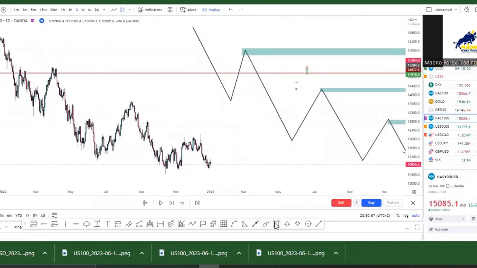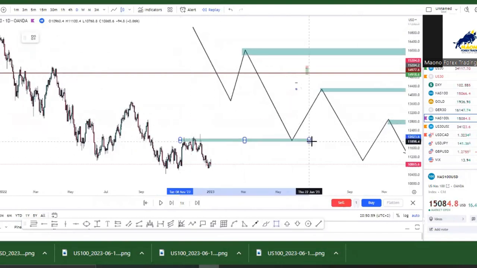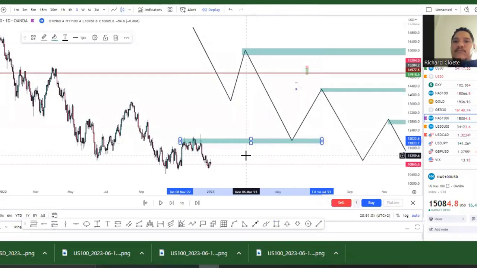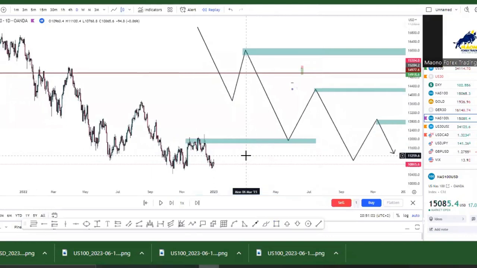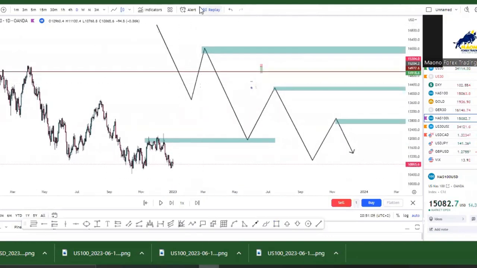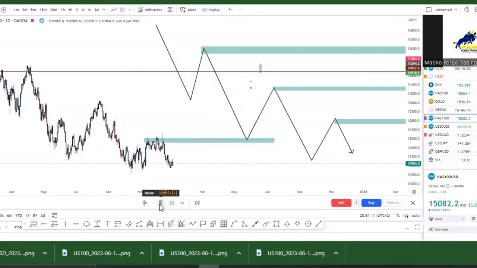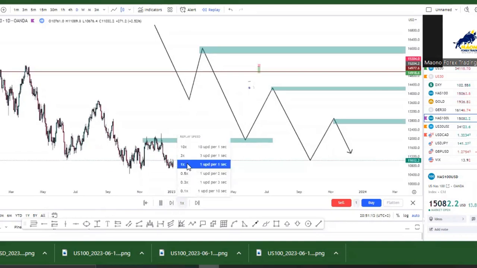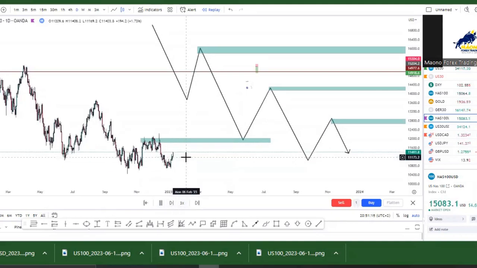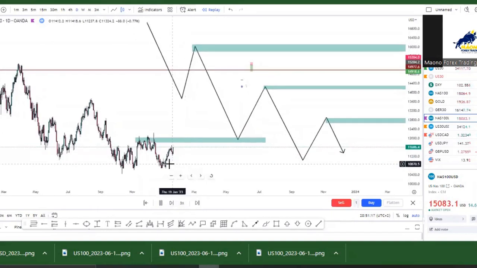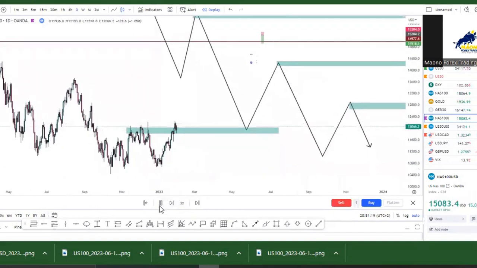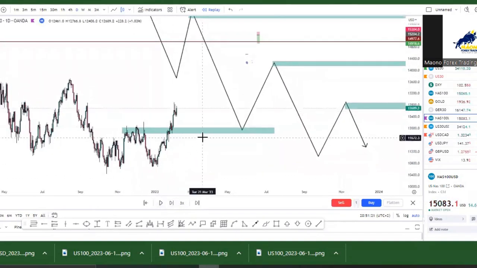So this is our structure here. This is the structure. Where's the play button? Okay, let's play. Let me go a bit faster. This is a time frame. Okay. So yeah, we've taken out a strong structure point.